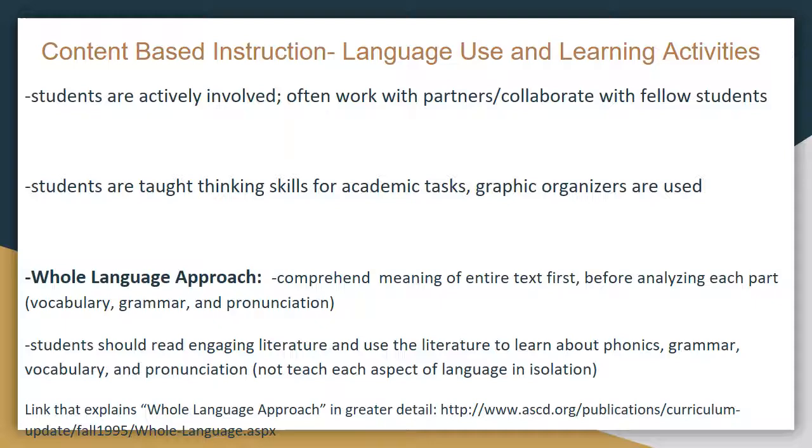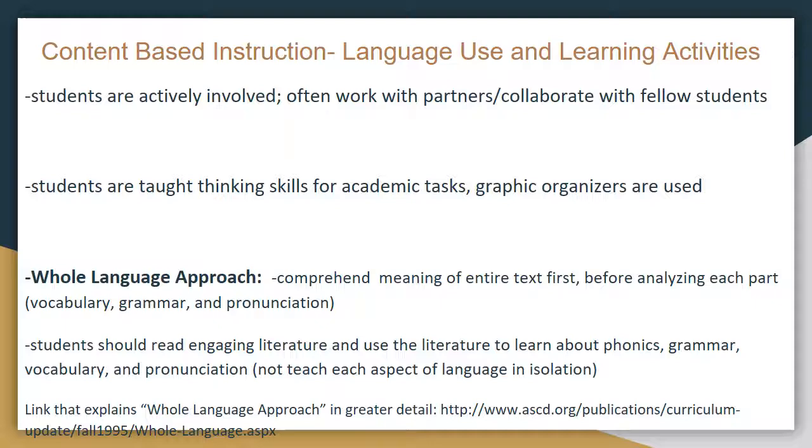Furthermore, in content-based instruction lessons, students are taught thinking skills for the academic tasks. And many times graphic organizers are used to teach students and illustrate visually the thinking skills students are using. So, for example, cause and effect has an arrow to show directional thinking, like a cause first, then the effect, and how the effect is based on the cause. That directional thinking is indicated with an arrow, or there are other types of graphic organizers as well.